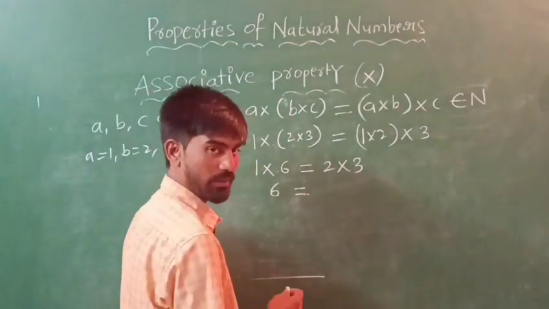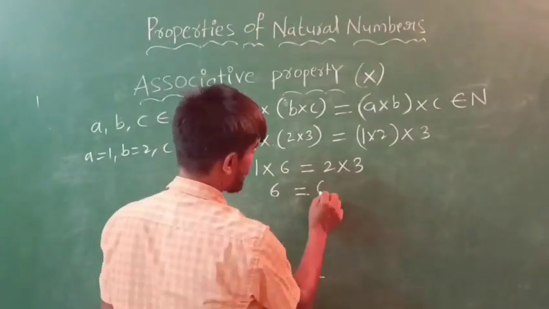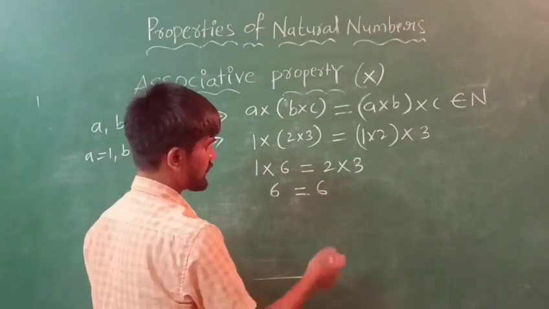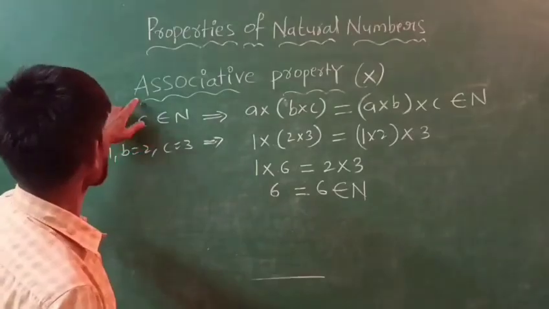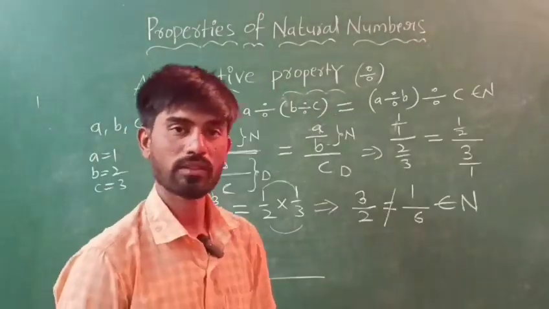2 into 3 means 2 multiplied by 3, which means 2 added 3 times, 6. Here both are 6, positive and equal. LHS is equal to RHS. 6 also belongs to natural numbers. That's why the associative property under multiplication is satisfied. Thank you.